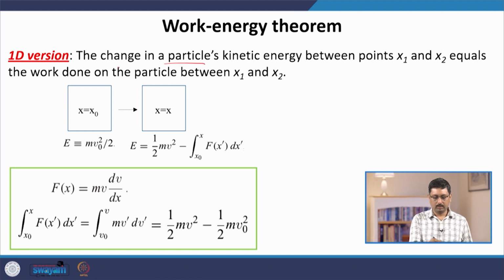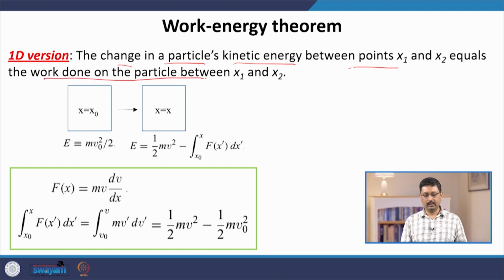So, the formal statement that we have just used in this analysis is that suppose there is a particle. The change in the particle's kinetic energy when it moves between points x1 and x2 equals the work done on the particle between x1 and x2. For example, the particle is like the car.